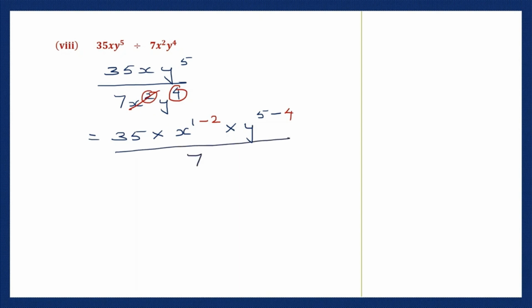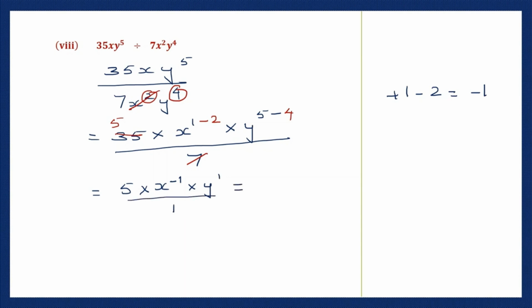So let's cancel 7 and 35. 7 ones are 7, 7 fives are 35. So what do we have in the next step? We have 5 into x to the power of 1 minus 2. So plus 1 minus 2. Signs are different. Put the sign of the bigger number and subtract. 2 minus 1 is 1. So now we have minus 1 into y to the power of 5 minus 4 is simply 1. And in the denominator we have 1.